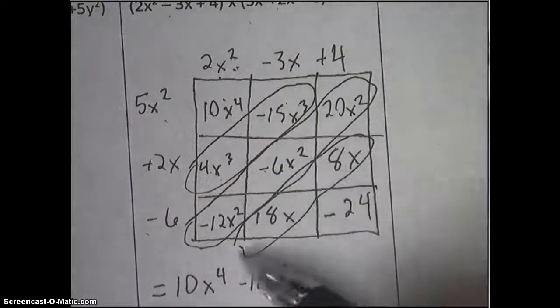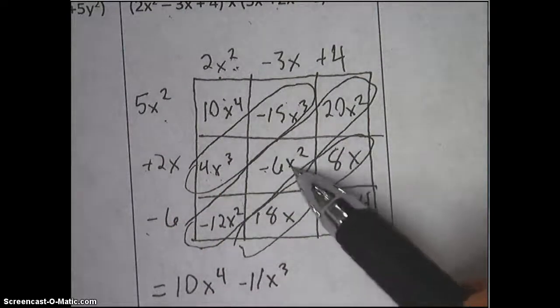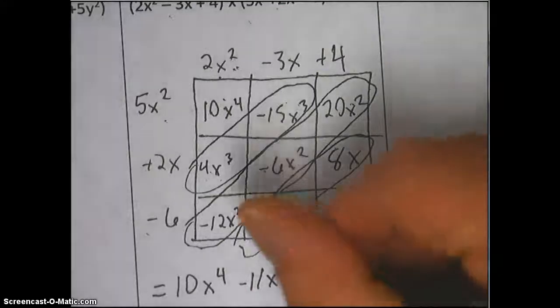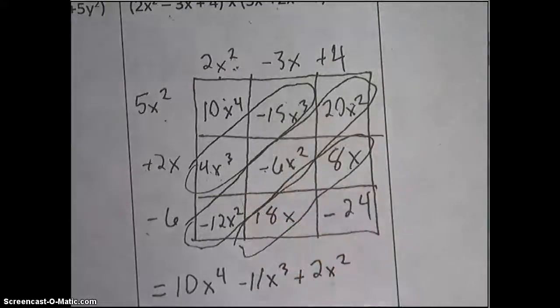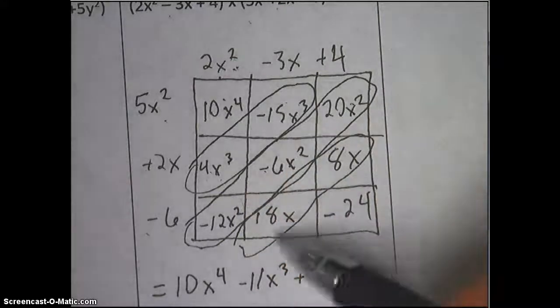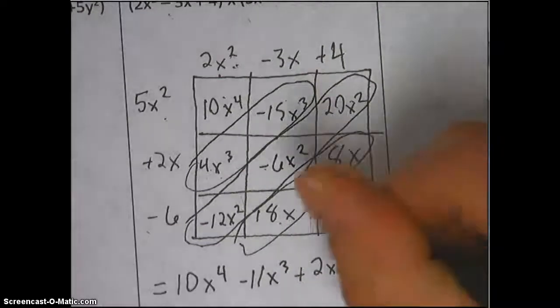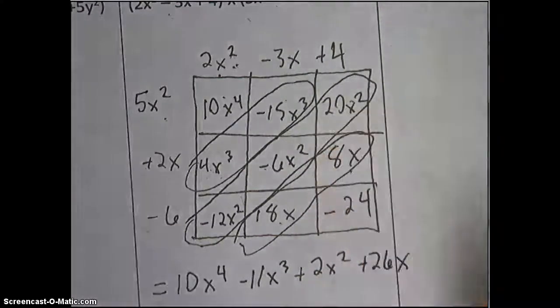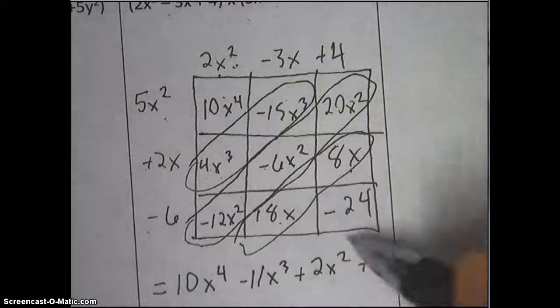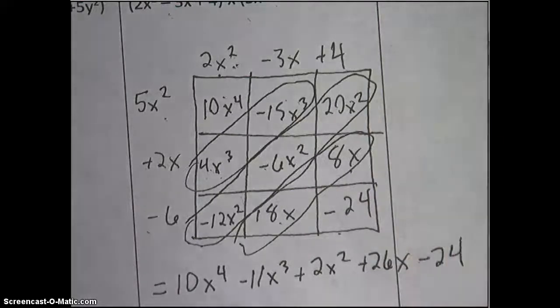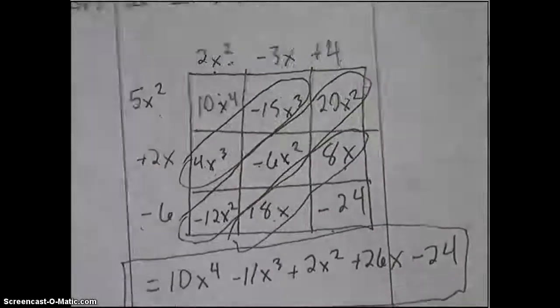How many x squareds? Negative 12 and negative 6 is negative 18, plus 20 is 2x squareds. How many x's? 18 and 8 make 26 x's. And then finally, the constant, negative 24. And that's the final answer.